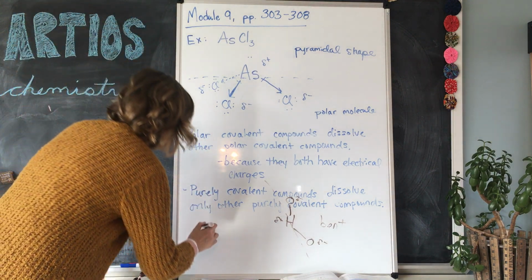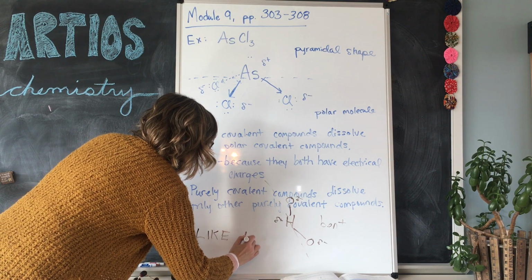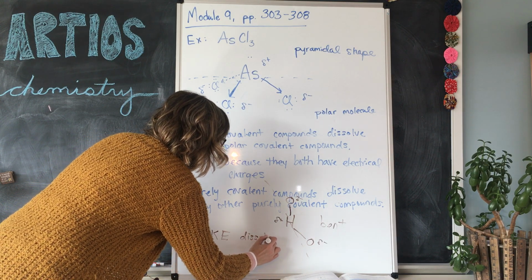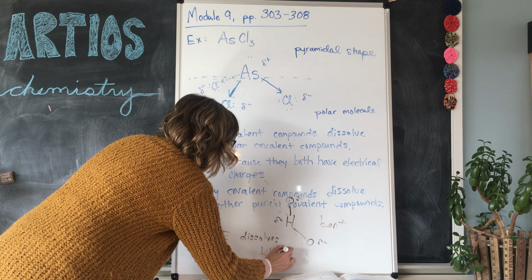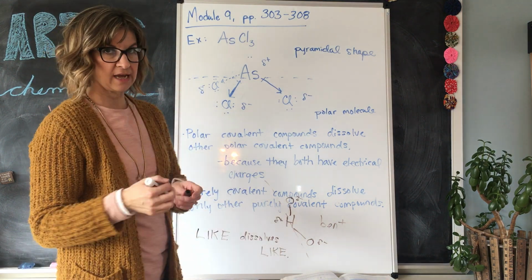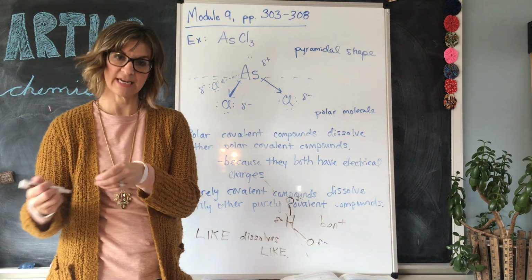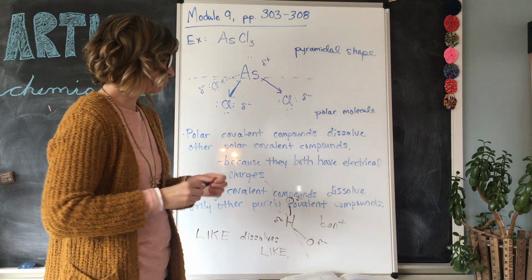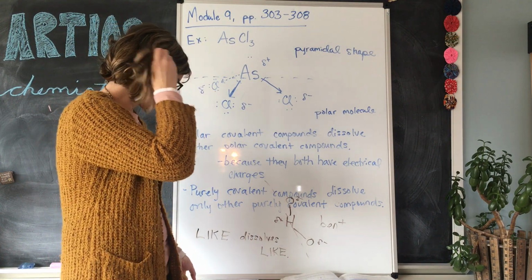An easy way to say this is like dissolves like, meaning the two have to be alike. Polar and polar are alike, so they dissolve each other. Purely covalent and purely covalent are alike, so they dissolve each other. Okay, and that's a practical use of polar and purely covalent molecules.